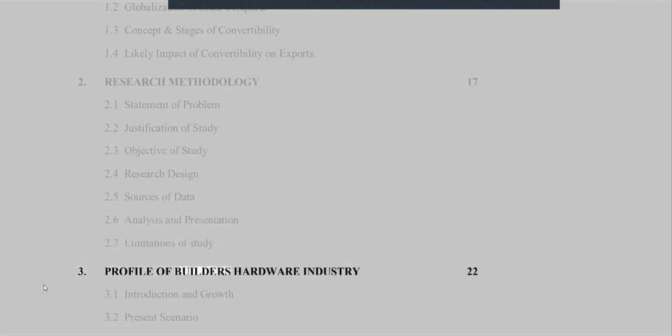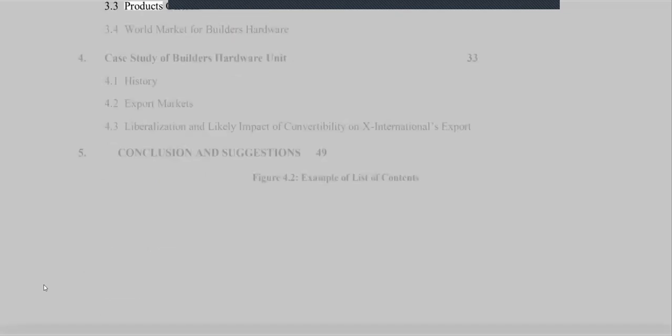3. Profile of builders hardware industry, 20: 3.1 Introduction and growth, 3.2 Present scenario, 3.3 Products offered, 3.4 World market for builders hardware. 4. Case study of builders hardware unit, 33: 4.1 History, 4.2 Export markets, 4.3 Liberalization and likely impact of convertibility on export. 5. Conclusion and suggestions, 49. Figure 4.2, example of list of contents.